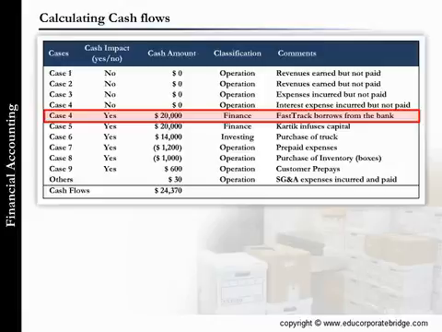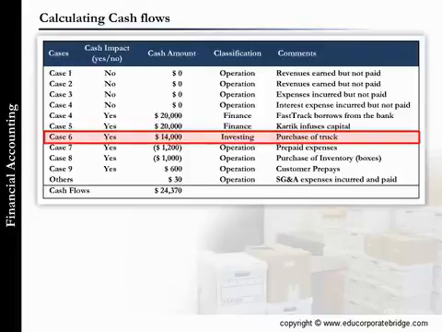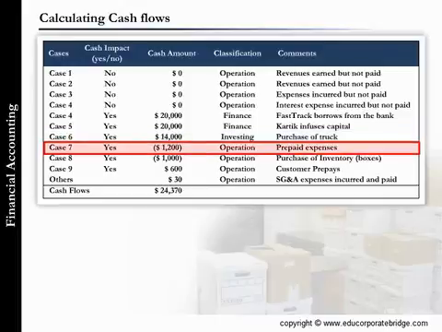Cash inflows of $20,000. Case study 5. Karthik infuses his own capital. Transaction classified as cash flow from finance. Cash inflows of $20,000 again. Case study 6. Karthik purchases a truck. Transaction classified as cash flow from investments. Cash outflow of $14,000.